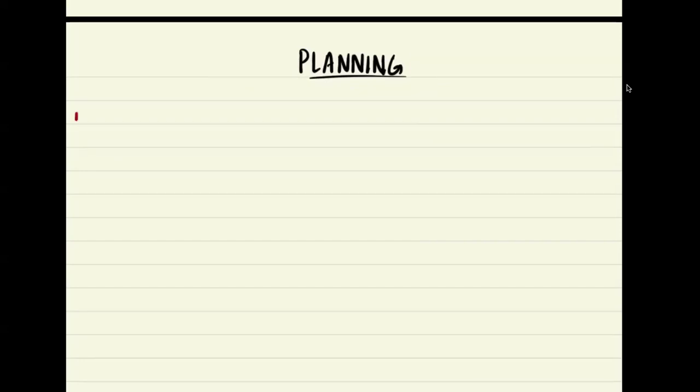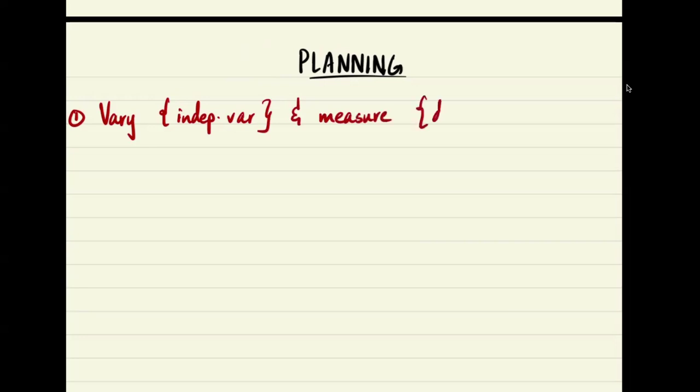Out of this, one of these is what you would change, that's called the independent variable, and something else would change as a result. So that would be the dependent variable. So the first step that you would have would always be to say this, that you vary the independent variable and you measure the dependent variable. Irrespective of whatever is the order that the examiner has given, you would always do this.